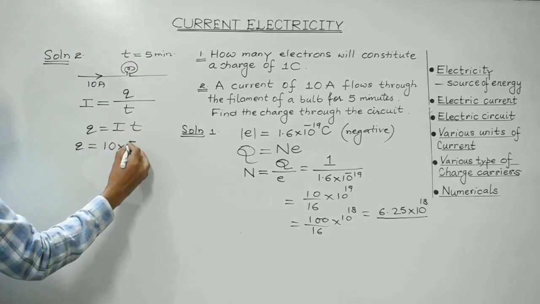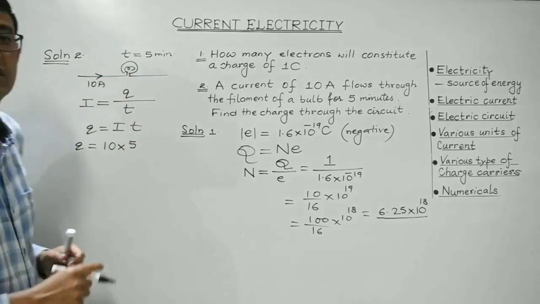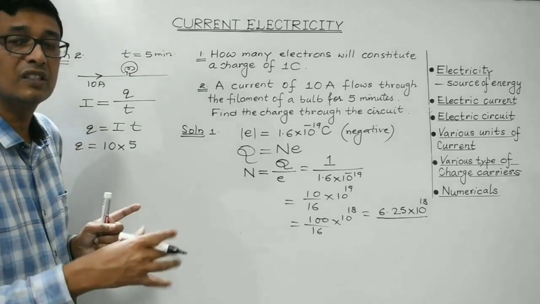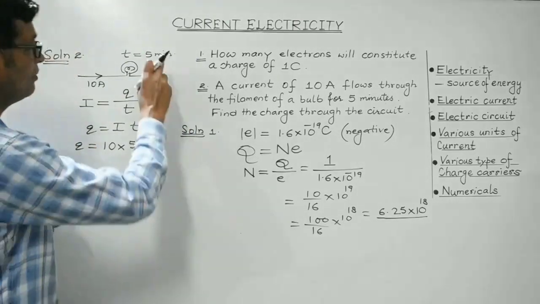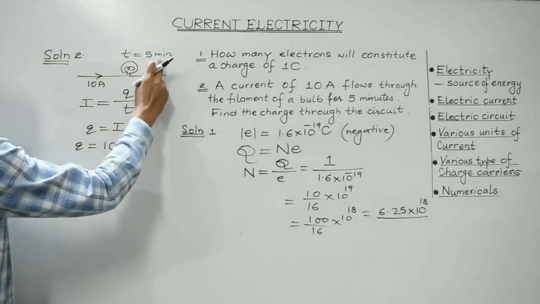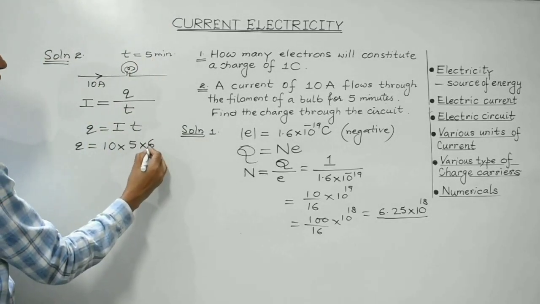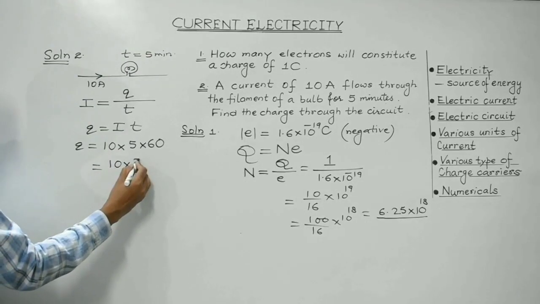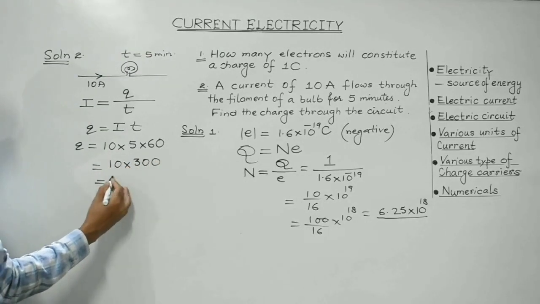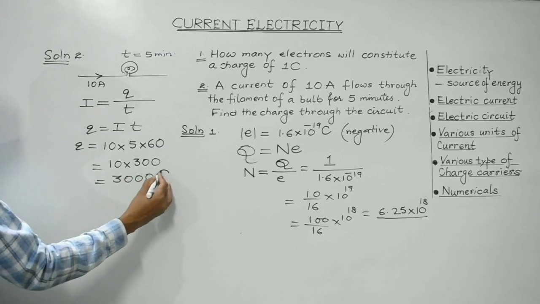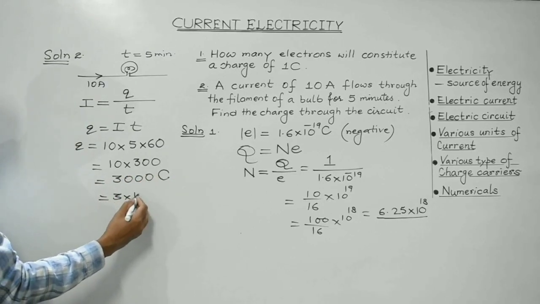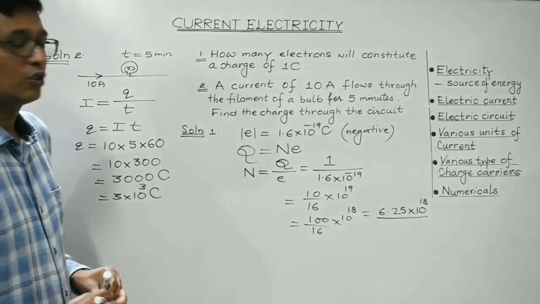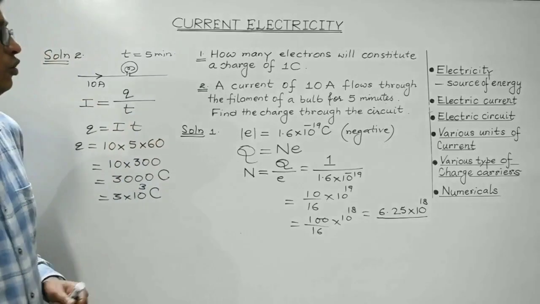Time is 5 minutes. Now don't forget to convert this minute into seconds, because we need to express the charge in coulomb, which is the SI unit, and in SI system time is to be written in seconds. So 1 minute is 60 seconds, so time would be 5 into 60. So it will be 10 multiplied by 300, so it will be 3000 coulomb, or it may be written as 3 into 10 raised to power 3 coulomb. Right? So that's the solution for question number 2.